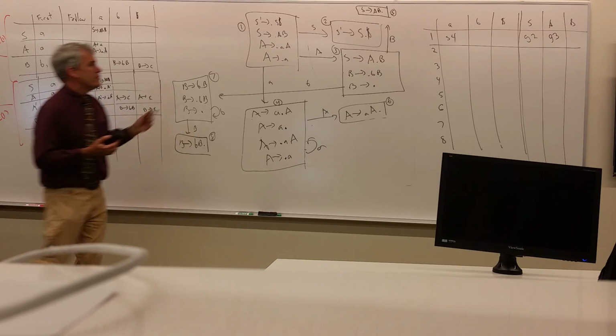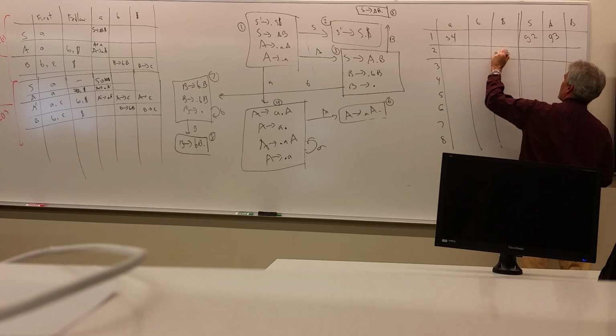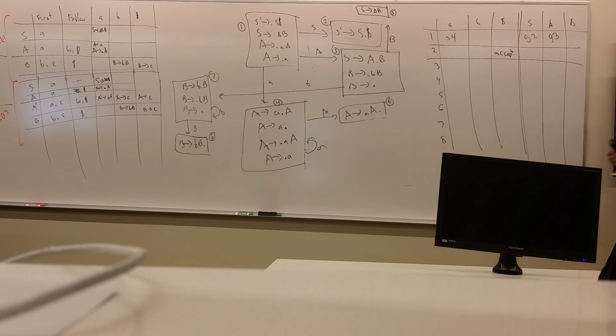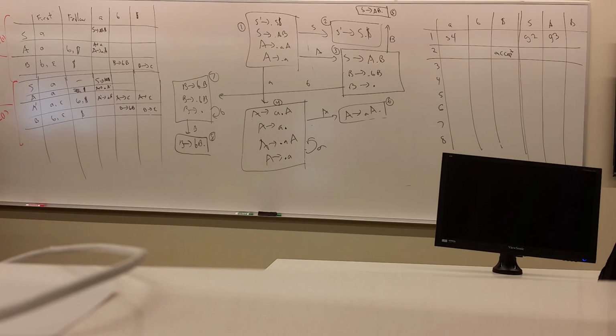State 2. That's easy. Just the dollar sign. Whenever we see a dollar sign, we're done. We can accept. As long as your rules are in this format, where you have S prime goes to S dollar sign and the dollar sign appears nowhere else, then as soon as you see a dollar sign, you know you're good. That's why I went ahead and rejiggered this rule, so S prime goes to S dollar sign, and then the rest of the grammar. In that case, as soon as you see a dollar sign, you're done.